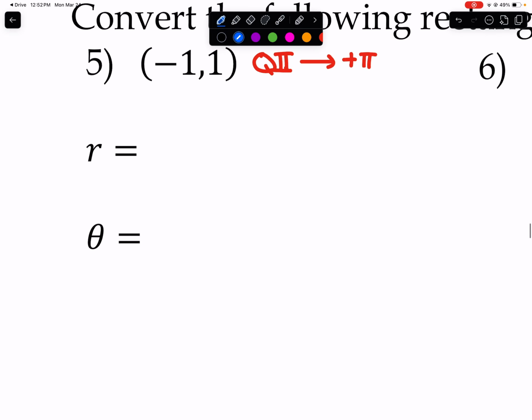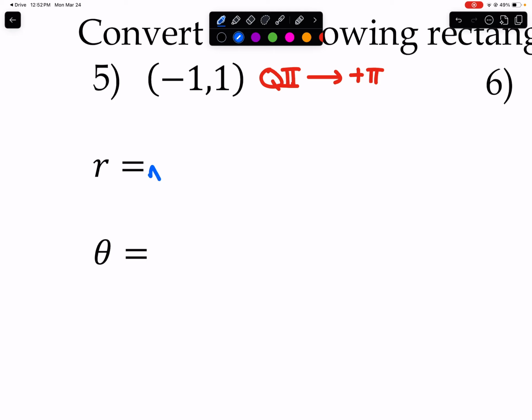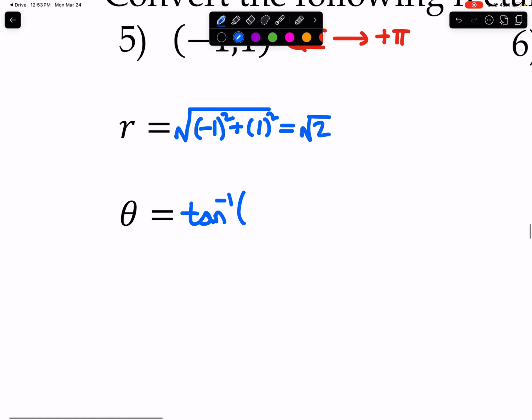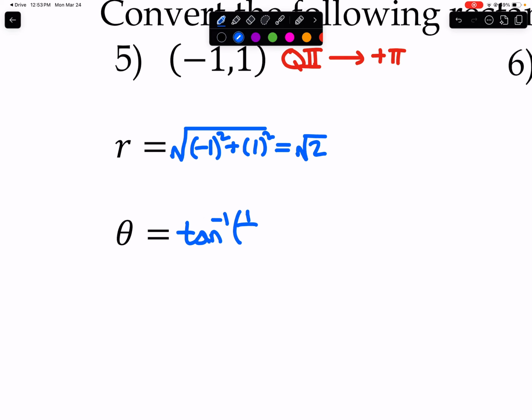So over here, my r value is going to be the square root of my x component squared plus my y component squared. So that's just going to give you square root of 2, which can't simplify, so you're just going to leave it alone. And then for your angle here, I'm going to have inverse tangent of my y value over my x value, so 1 over negative 1, which is going to be inverse tangent of negative 1.